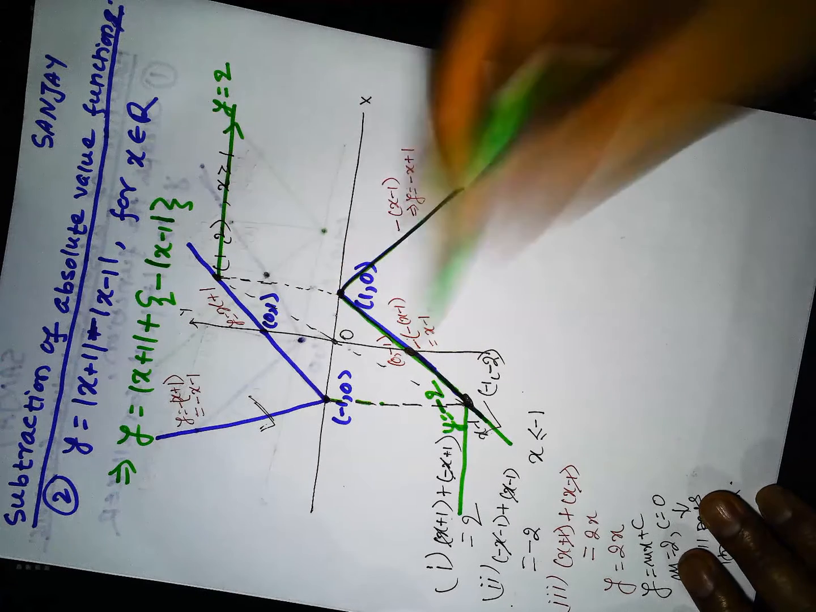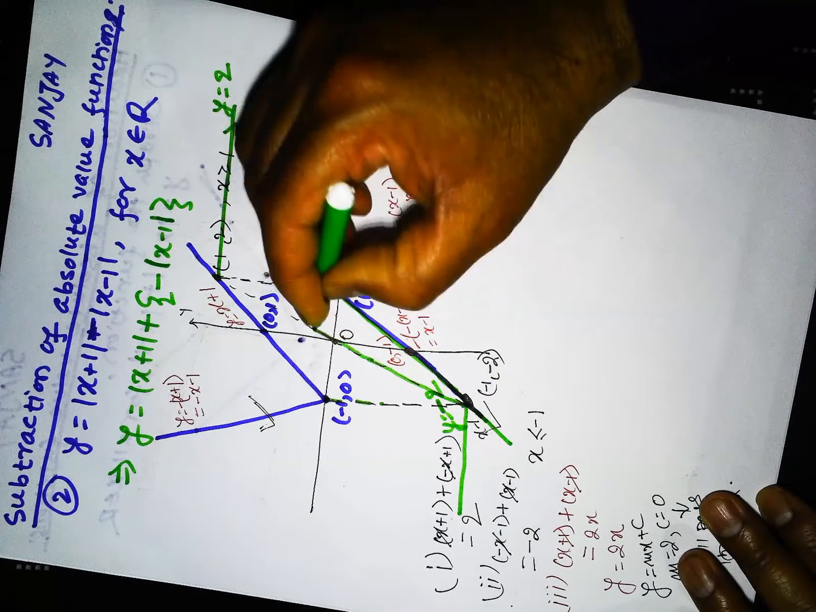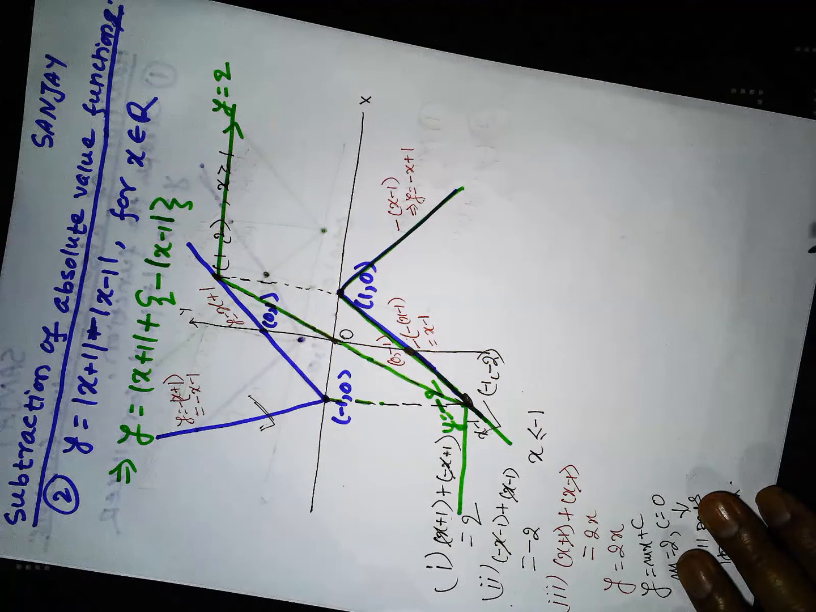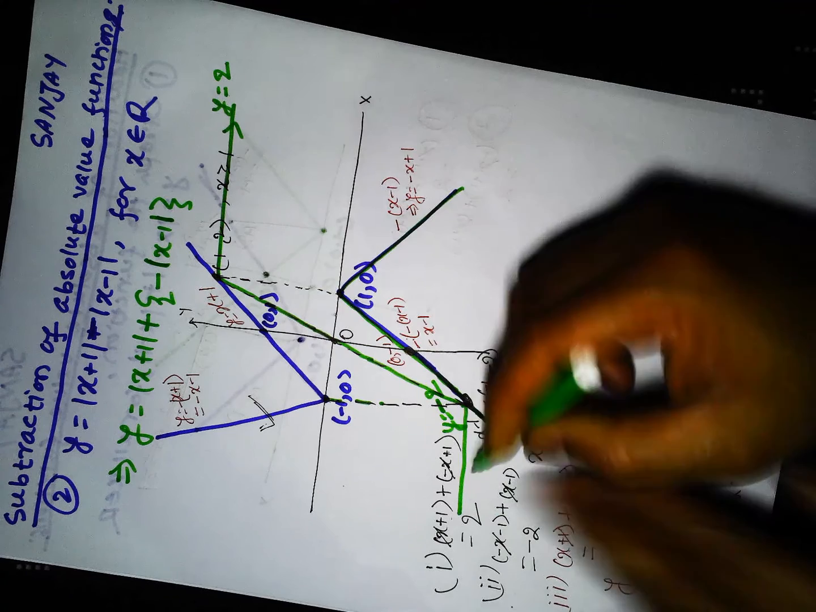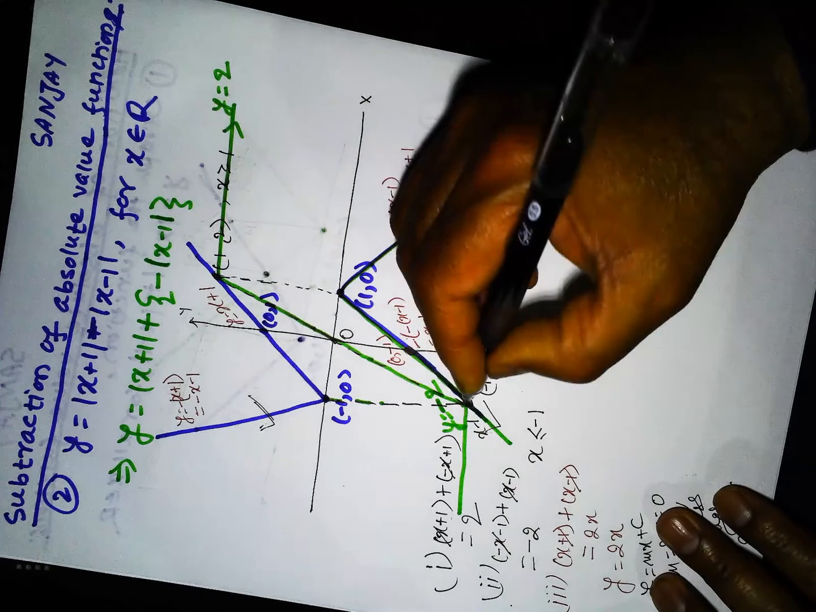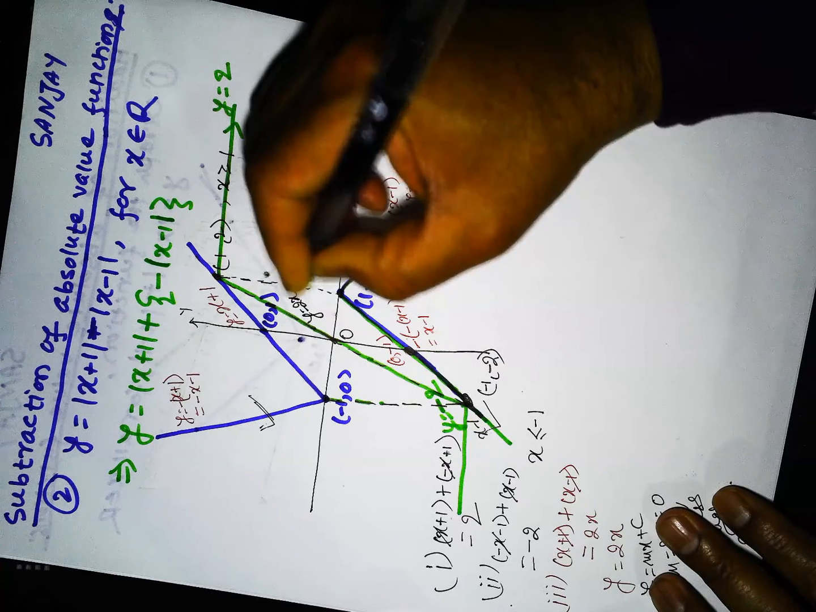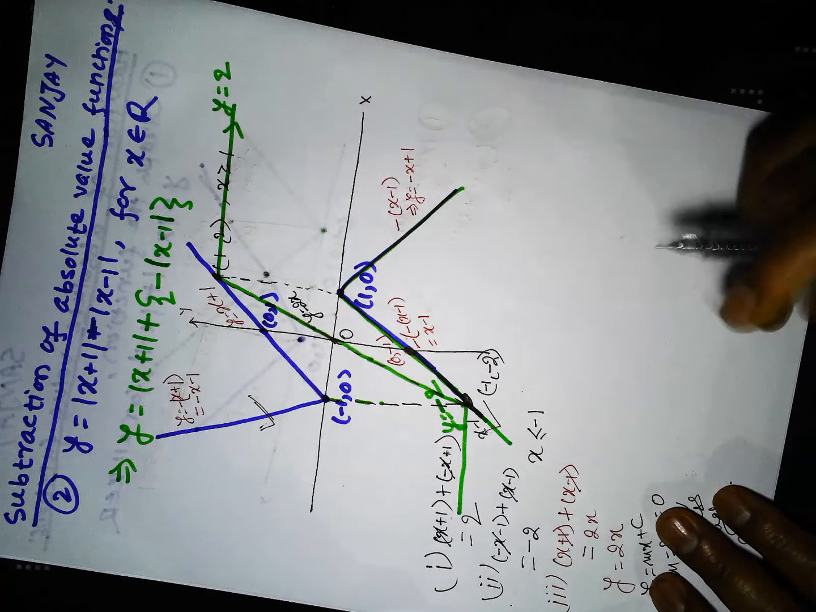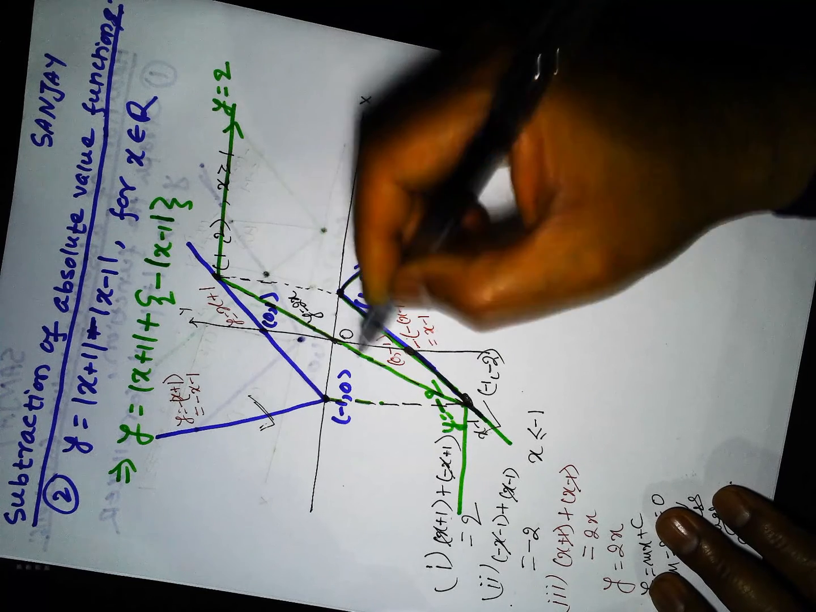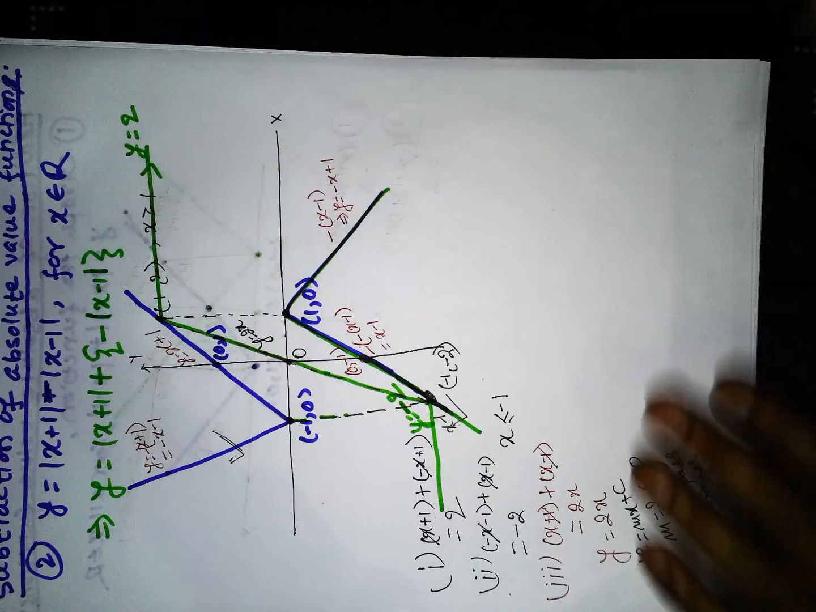So if you join them, your final graph will be like this after adding both the functions. Both the functions means these two functions. So this would be the final graph for our equation. And if you consider only this, the equation of this line is y equals 2x, that means its gradient is positive 2 and there is no c value, that means the line will pass through the origin.